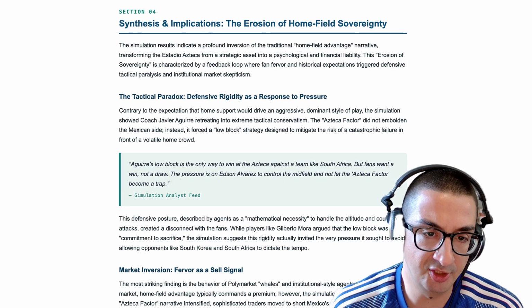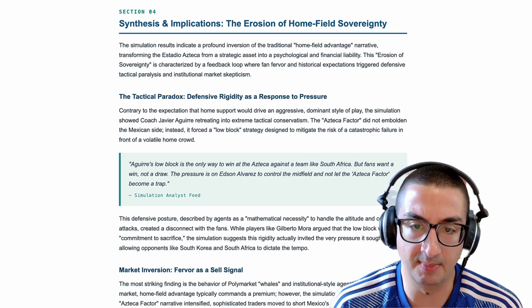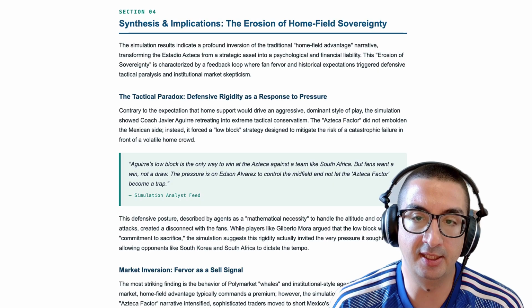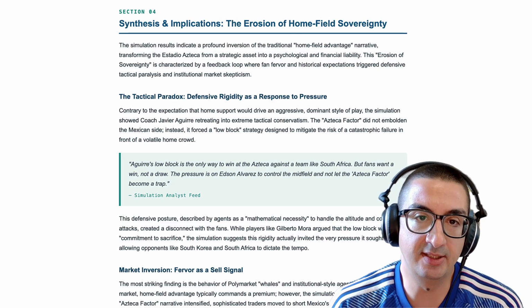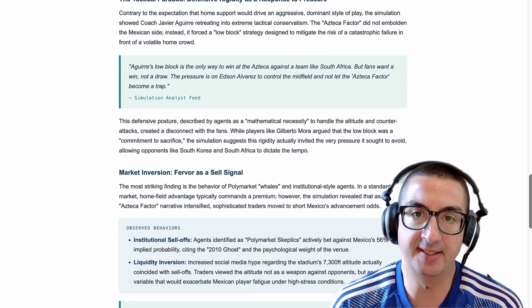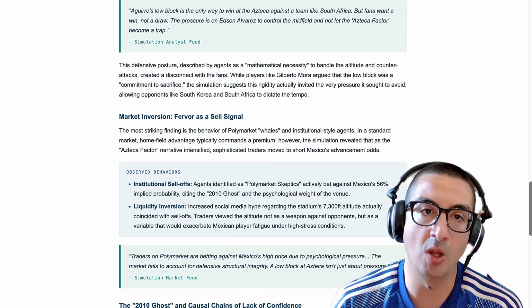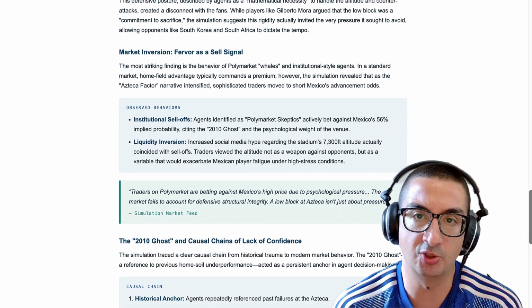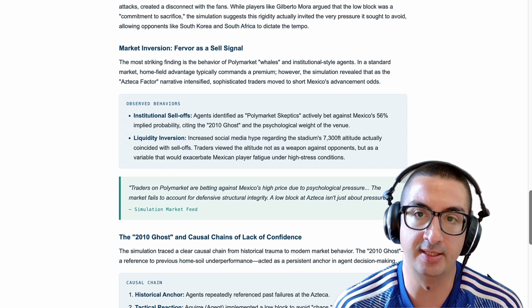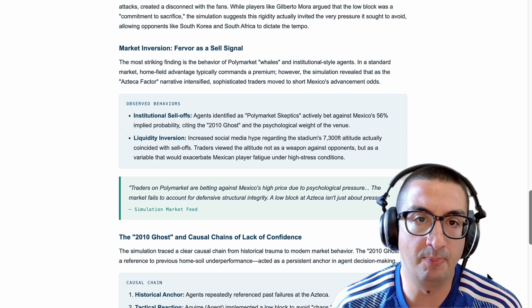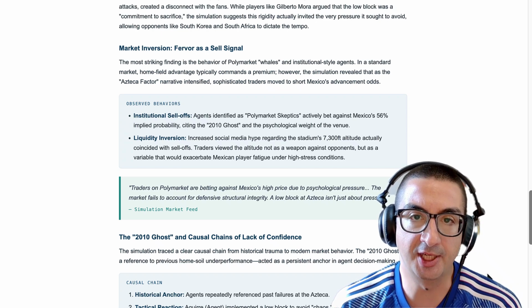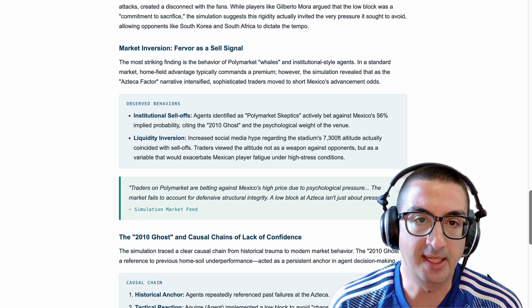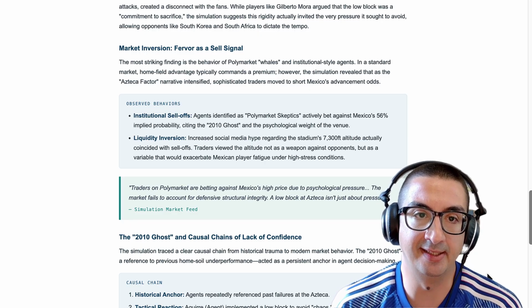This defensive posture, described by agents as a mathematical necessity to handle the altitude and counter-attacks, created a disconnect with the fans. While players like Gilberto Mora argue that the low block was a commitment to sacrifice, the simulation suggests that this rigidity actually invited the very pressure it sought to avoid, allowing opponents like South Korea and South Africa to dictate the tempo. Market inversion: fervor as a sell signal.